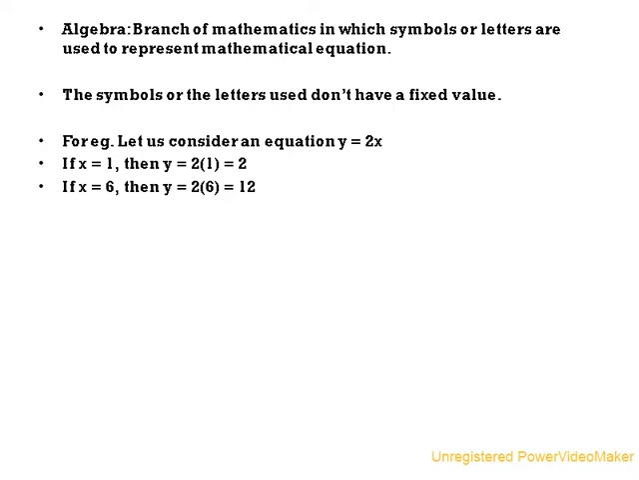So from these examples, we can see that both y and x do have some numerical values associated, but none of them are fixed. So we can say they do have numerical values, but they are not fixed. That is why they are called variables. In other words, we can also term them as flexible hidden numbers. They do have numerical value, but they are flexible in nature, they are not fixed.